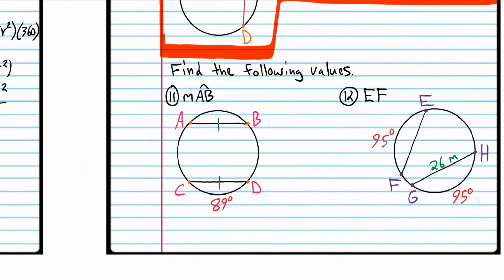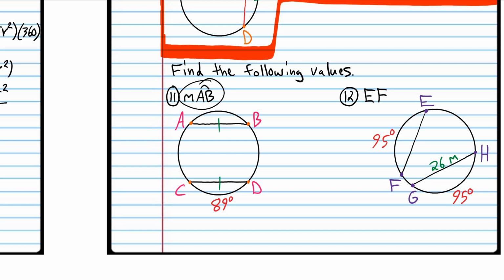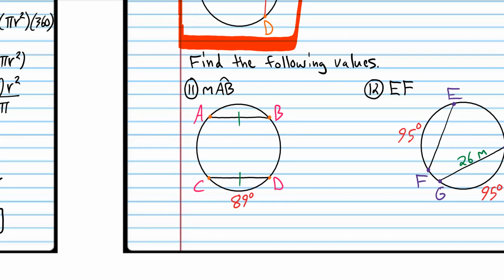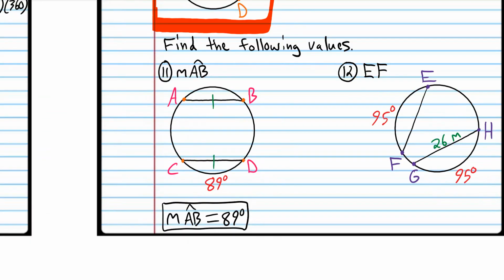It says find the following values: measure of arc AB. Now you see these little green tick marks on these chords. That means that those chord lengths are equal, so the corresponding arc measures will be equal also. One of them is 89 degrees, so the measure of arc AB must be 89 degrees also, and we're done. Pretty simple. These are pretty easy.